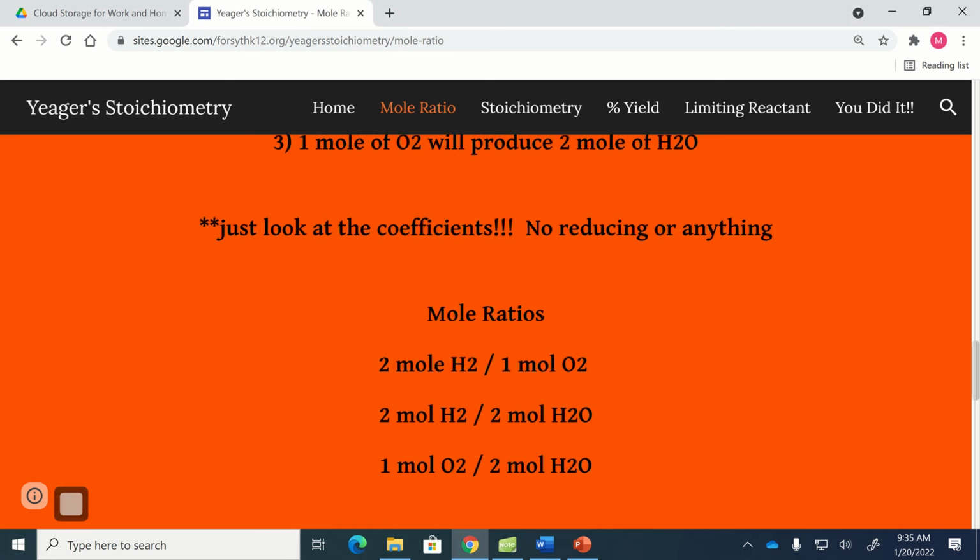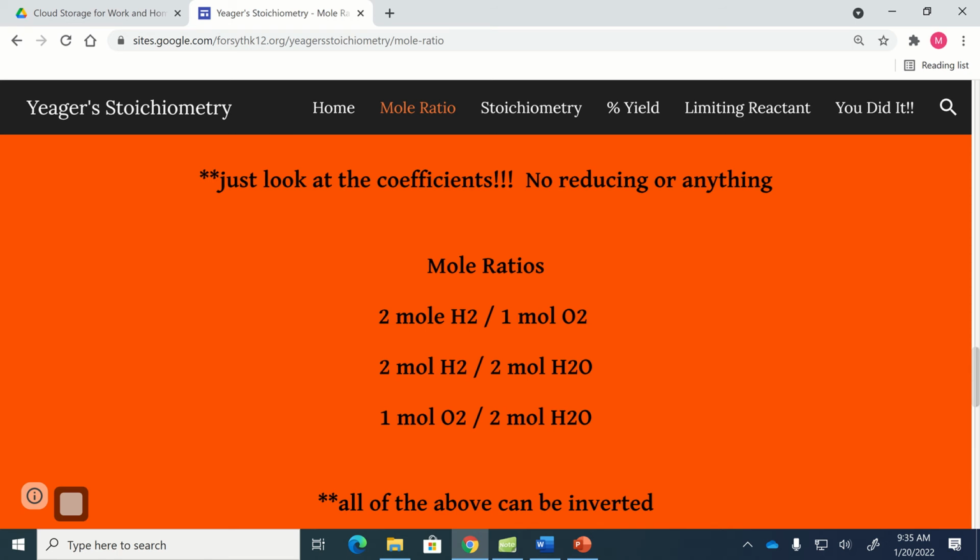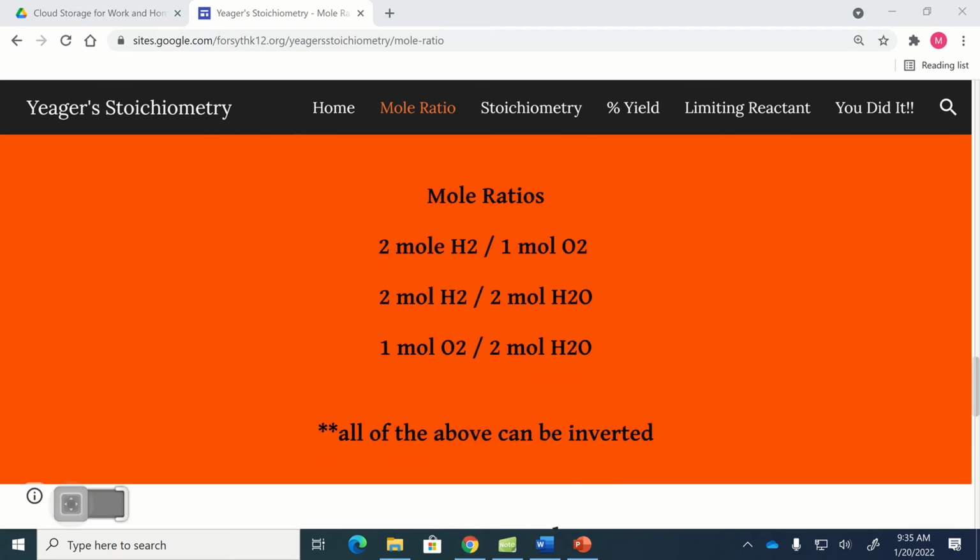Okay? So just look at the coefficients. We don't like to reduce, all right? So like this one in the middle here, here's some of our mole ratios that we would write out. 2 moles of H2 for 1 mole of O2. 2 moles of H2 to 2 moles of H2O. I understand I could reduce this to 1-to-1, but that is never going to be required.